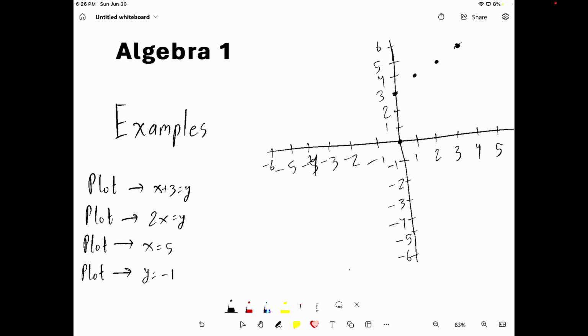But we're not done yet, because we also have to explore the negative ones. If x is equal to -1, y is equal to 2. If x is equal to -2, y is equal to -1. If x is equal to -3, y is equal to 0. If x is equal to -4, y is equal to -1. If x is equal to -5, y is equal to -2. And if x is equal to -6, y is equal to -3.